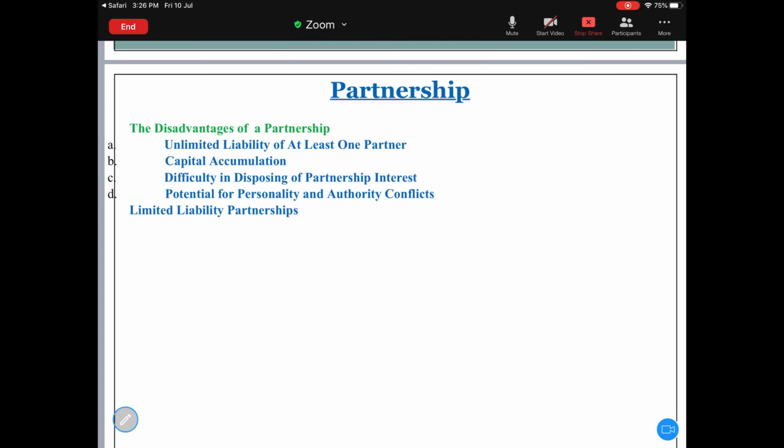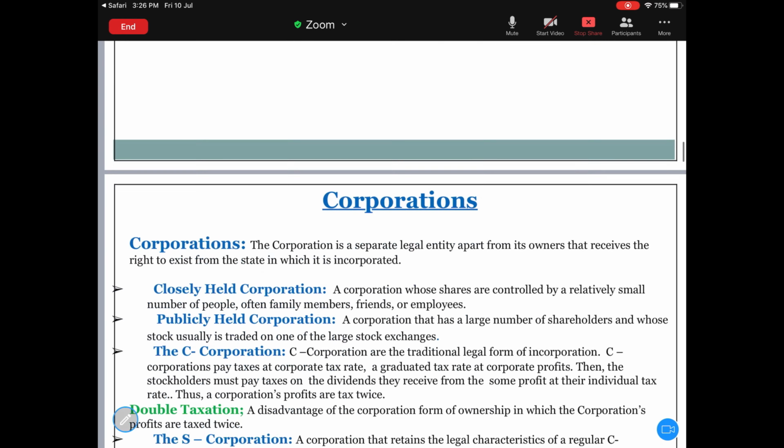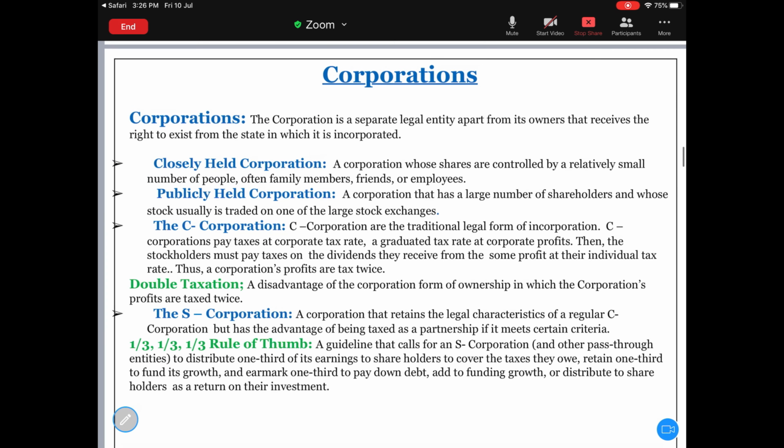Limited liability partnership means that the partnership should be limited so that the liability of each person involved in this partnership should be under control, should be a sort of balance among the partners. Now let's talk about the corporations.